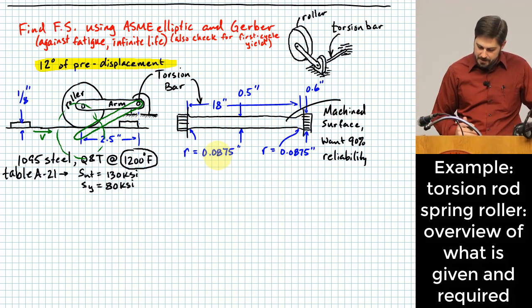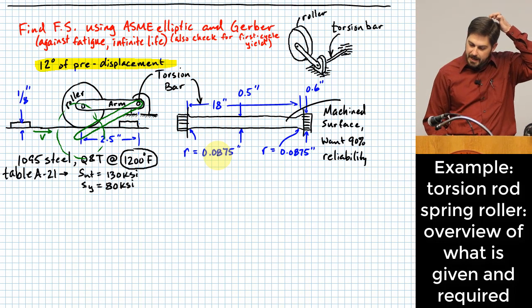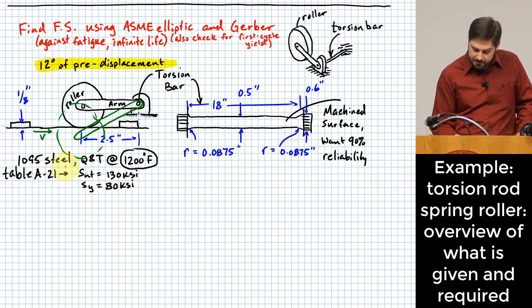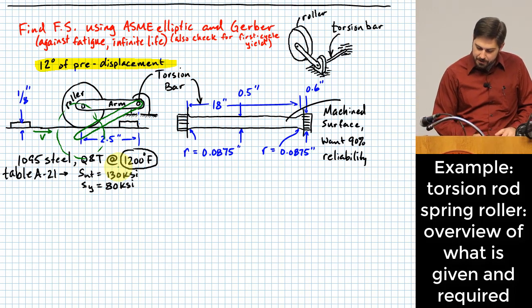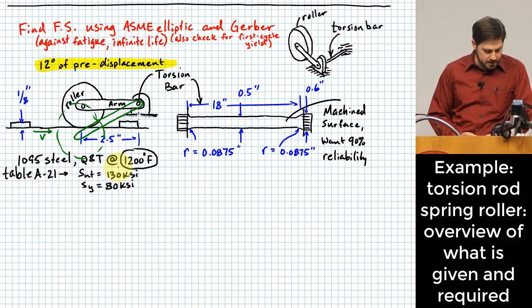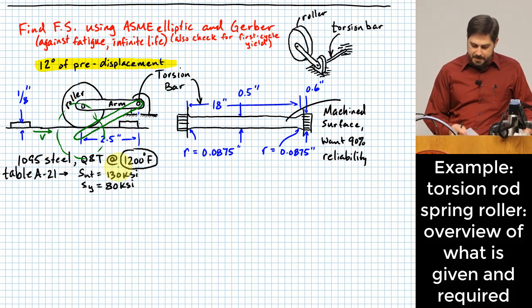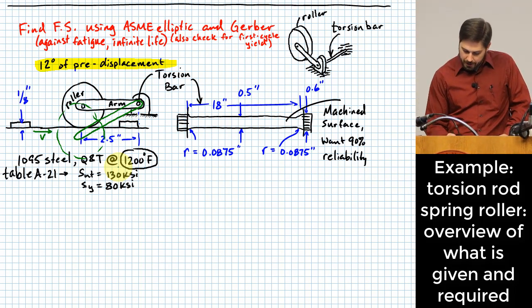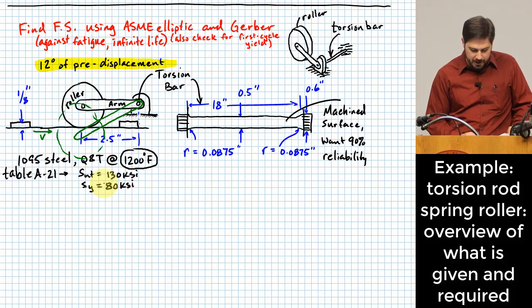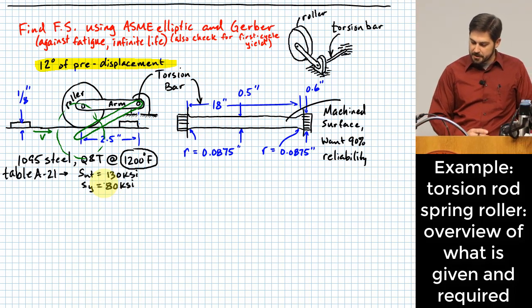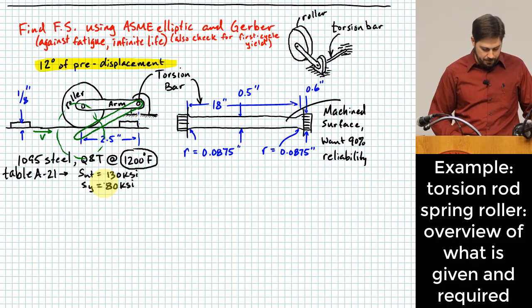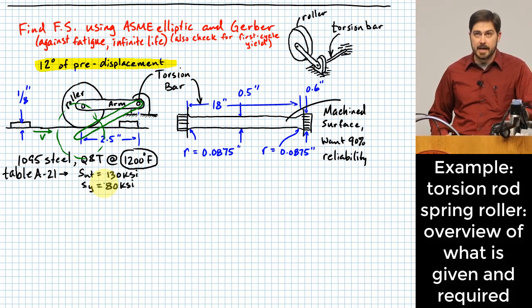We are also given that the torsion bar is made out of a particular kind of material. That material is 1095 steel, quenched and tempered at 1200 degrees Fahrenheit. And again, so that we can save a little bit of time, I'm not going to spend time looking that material up. I already did it. So out of table A21, we are given that the ultimate strength for that material is 130 KSI, and the yielding strength for that material is 80 KSI.